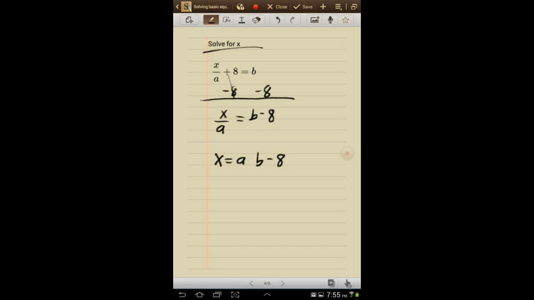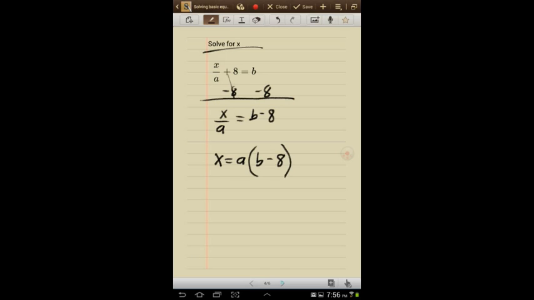X equals a times b minus 8. But something to pay attention to: are you multiplying a times just the b or times that whole side? Well, if you remember from all the examples we've been doing in Algebra 1, you're multiplying it in this case to the entire side. So you need some parentheses here: a times all of that. And there it is. X is by itself.